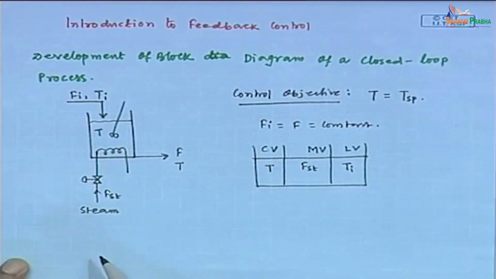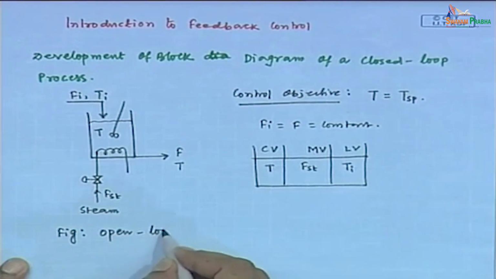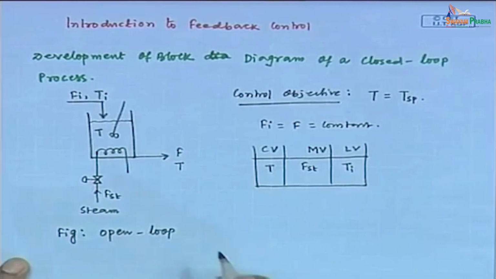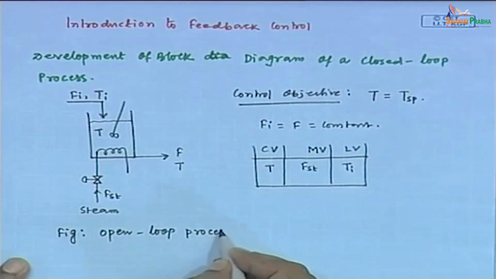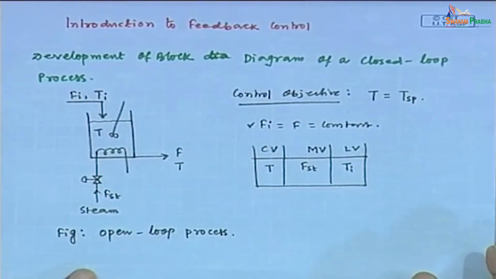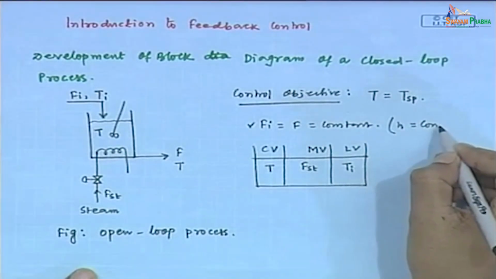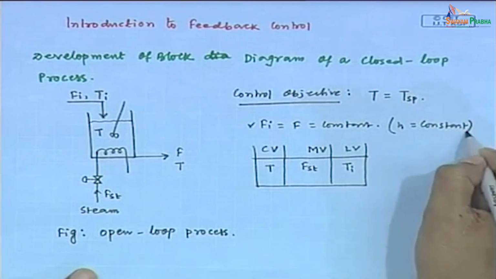Fine. Now, this is the schematic of the open loop heating tank system. We have assumed that the inlet and outlet flow rates are identical and they are also constant. It indicates there is no variation of height. It indicates height is also constant.